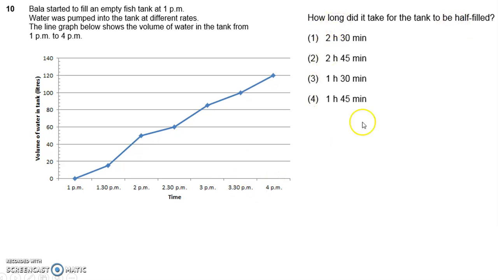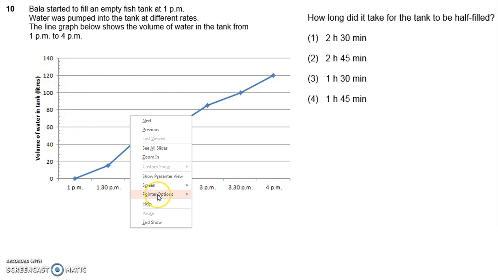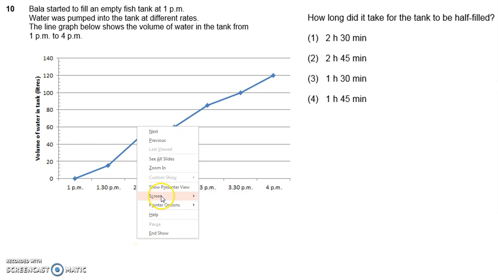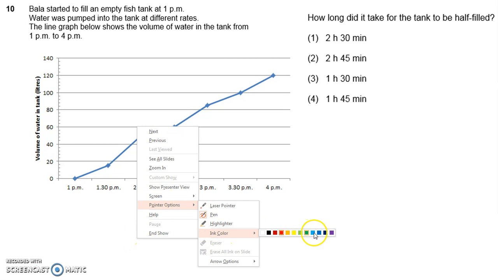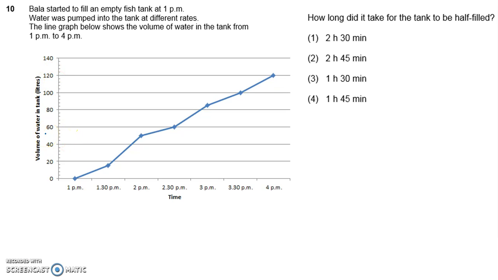Half filled. Okay, so we need to find this. Let's look at this. So that means from empty, which is 0, it has been filled all the way to 120. Okay, hang on, let me get a pen. Let me use blue. So that means it's filled all the way to here, 120. So this is the fully filled one, but we want half filled. Half times 120 equals 60.